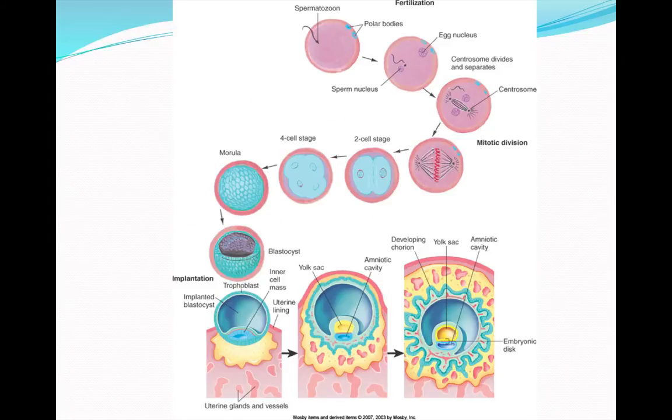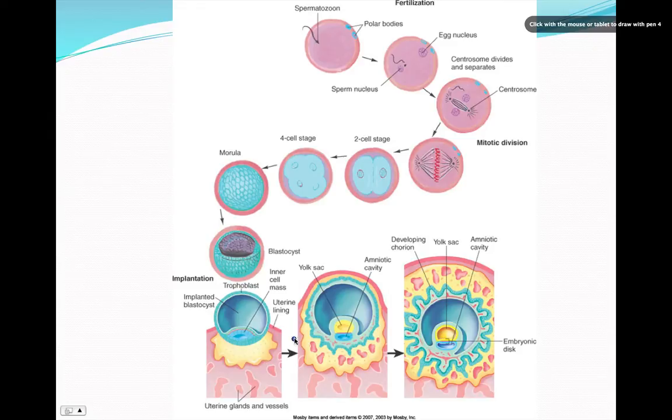Here is a look inside of that fertilized cell from the first event forward, and we have the sperm entering the cell. We see polar bodies being formed as excess chromosomes are no longer needed. The chromosomes wind up in the middle, and they're going to separate, making one cell into two cells, four, eight, and so forth. You go from morula to the blastocyst. And here we see implantation into the uterine wall.